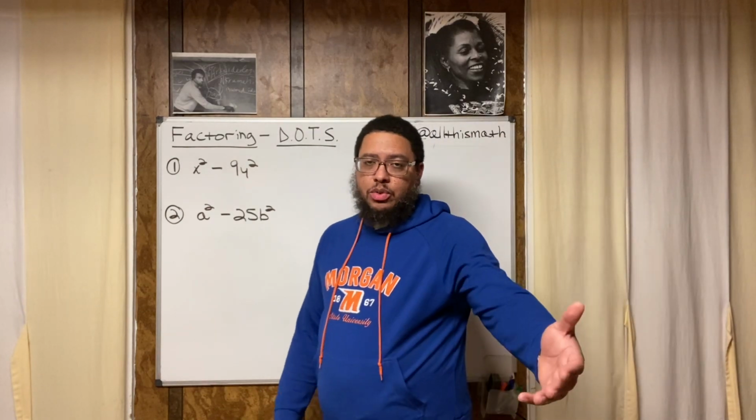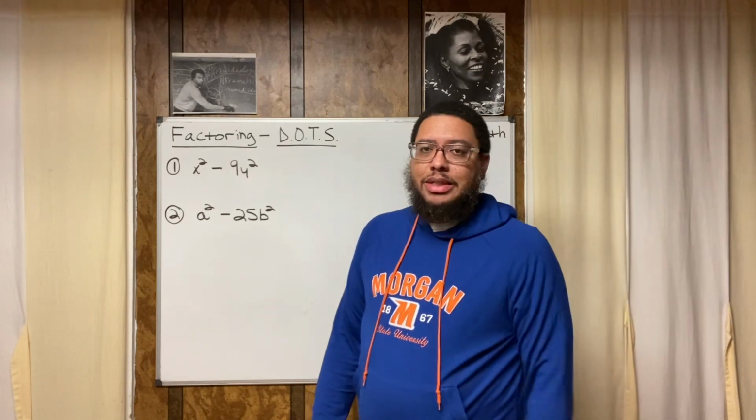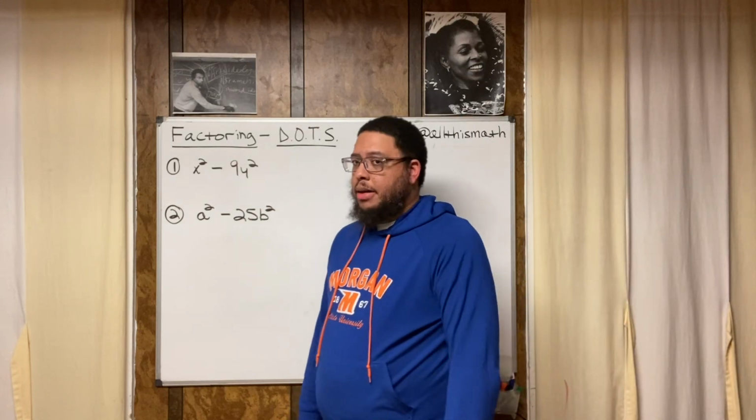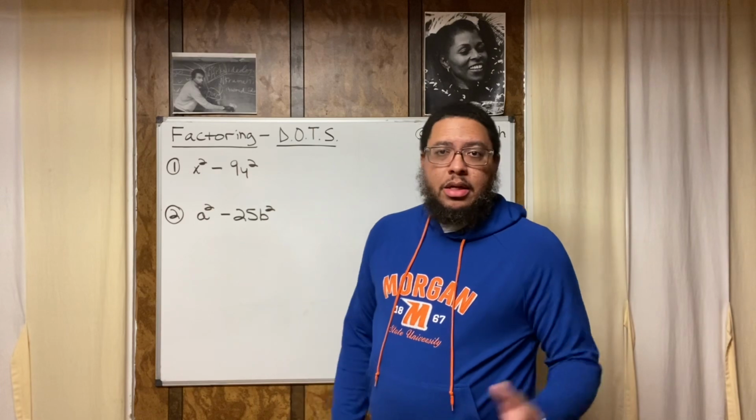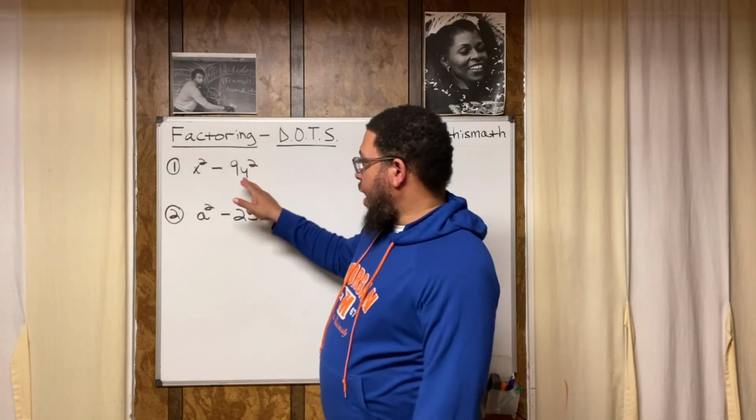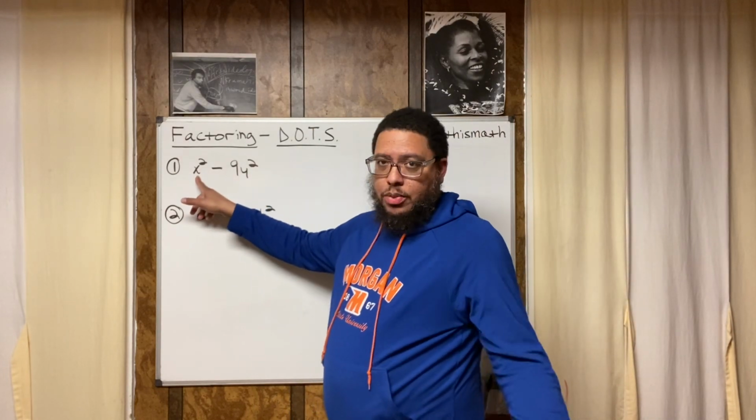You know 1 times 1 is 1. 2 times 2 is 4. 3 times 3 is 9. 4 times 4 is 16. 5 times 5 is 25 and all that. So on and so forth, right? Y squared is perfect, again, for the same reason that x squared is perfect.